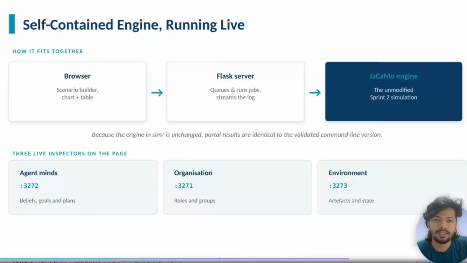A self-contained engine. Under the hood: browser, Flask server, JaCaMo engine. The engine is the unmodified Sprint 2 simulation. The portal only writes a config and runs it, so the portal's numbers carry the same validation.